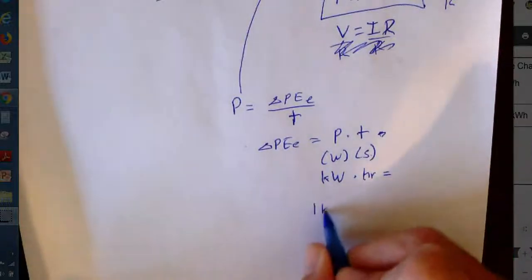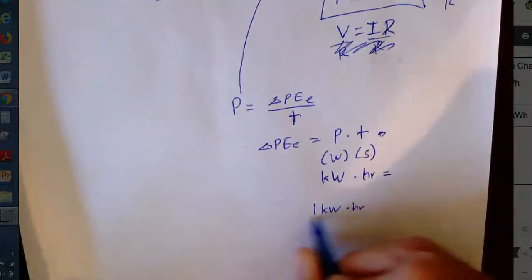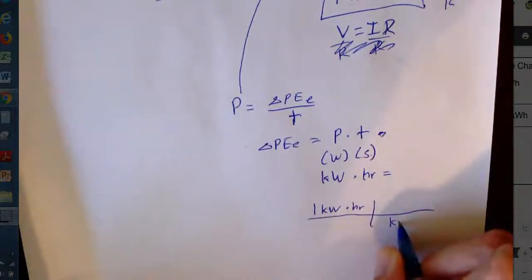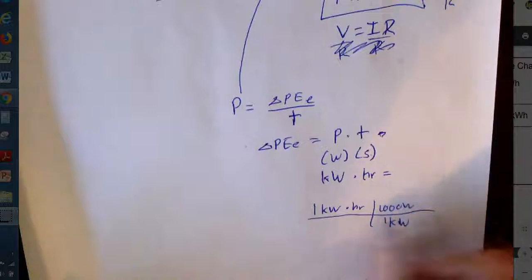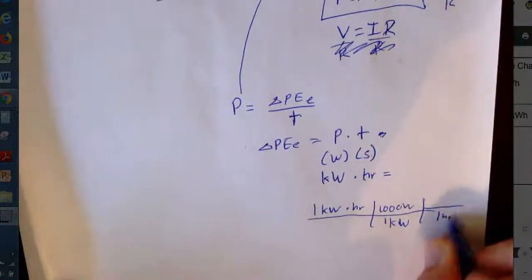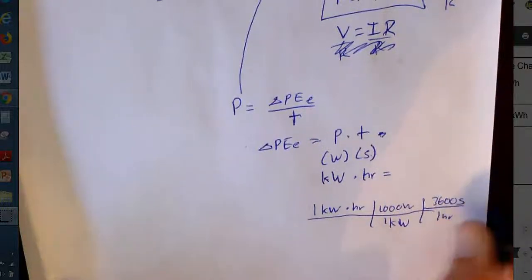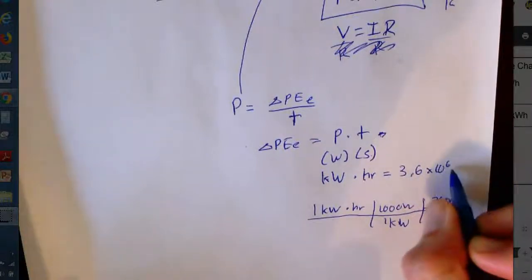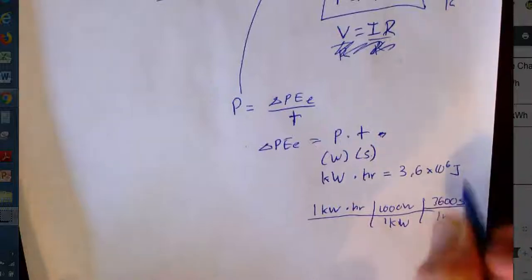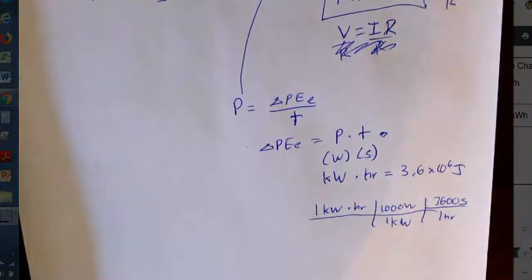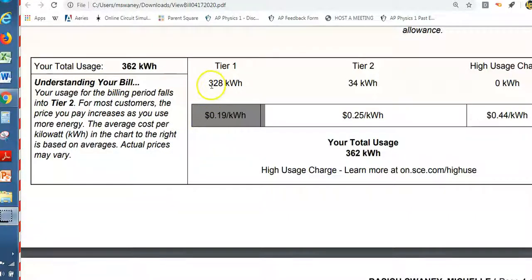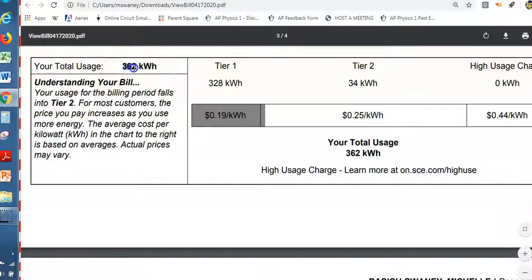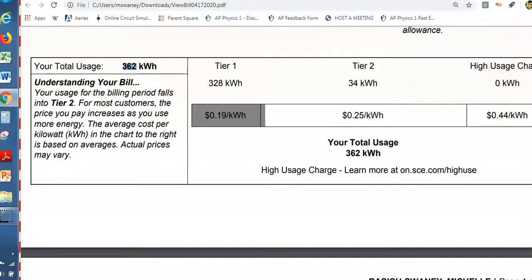So 1 kilowatt hour, convert kilowatts, 1,000 watts, and 1 hour is 3,600 seconds, gives us 3.6 million joules. Okay, so this family that used 362 kilowatt hours in roughly a month, you'd multiply that number by 3.6 million joules.